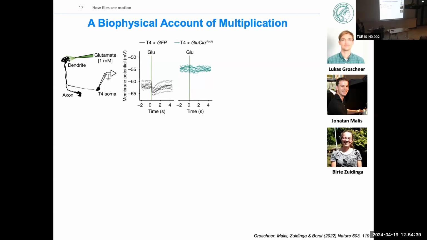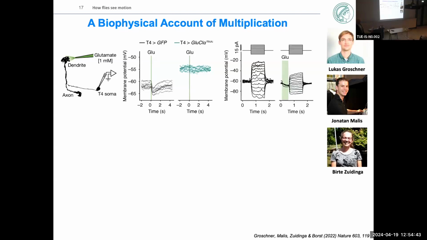Next question is, does glutamate really control the input resistance of these cells? And the answer is yes, it does. Here you see the responses to a series of current injections into T4 cells. You see a large amplitude response to depolarization and hyperpolarization. If you puff glutamate just before these current injections, you see that the response amplitude is much reduced. So it's half of what it is before.